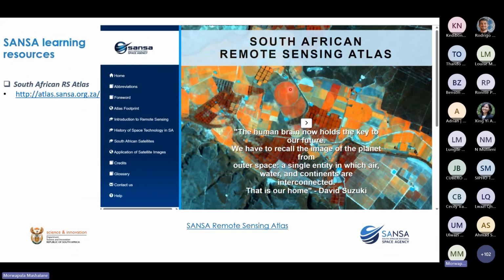We also have a learning resources center where we have the South African Remote Sensing Atlas. On this atlas, you can have access to the introduction to remote sensing, the history of space technology in South Africa. You can also check South African satellites and applications of satellite imagery. So some of the stuff that we have covered here, you can have access to on this platform called the Remote Sensing Atlas.